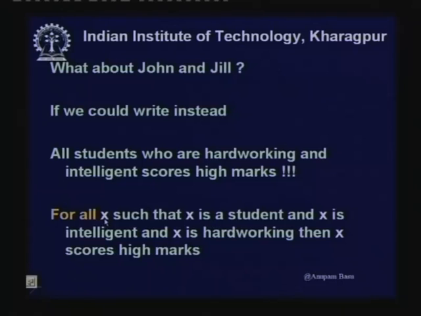First of all, x can be a student, x can be a teacher, x can be a visitor, but I am restricting myself to only the students. So, for all x such that x is a student and x is intelligent and x is hardworking, then x scores high marks. Now, x being a variable, I can put in a value for this variable and make it Tom, John, Dick, Harry, Jill, whatever I like. So, what I need is the power to write such sentences, which unfortunately was not possible in the case of propositional logic.